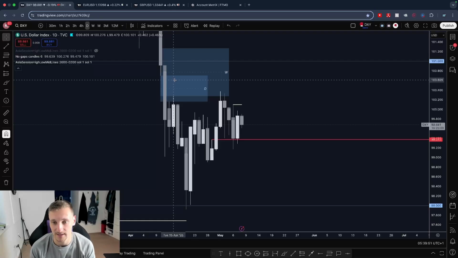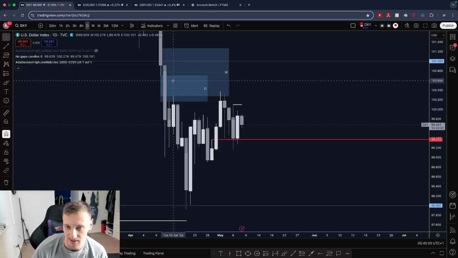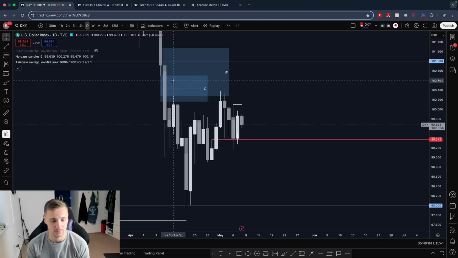Obviously, the US and the UK, with Trump having that meeting. I think it's around the afternoon in the UK, or like 10 a.m. for America. So we're going to see potentially us take out previous weekly high today on dollar index, and then we'll see where we're at later on.